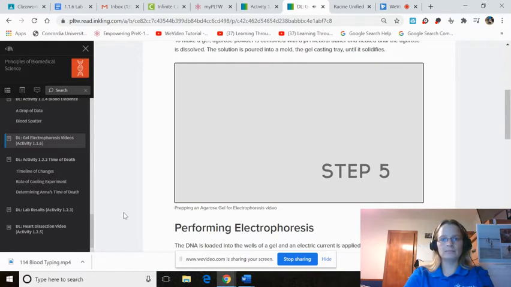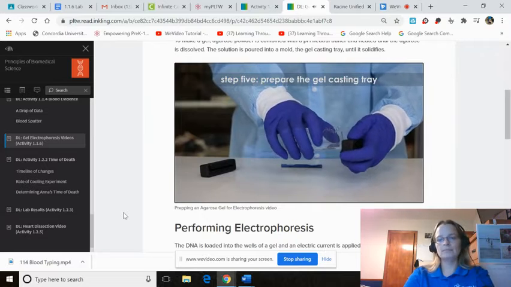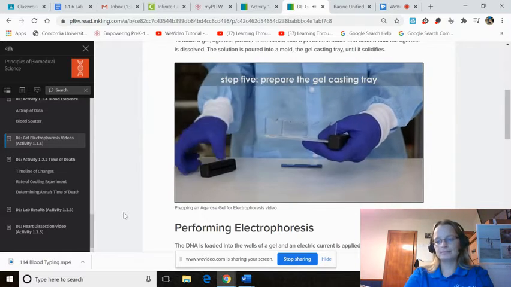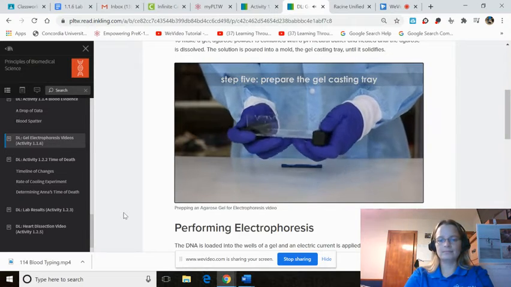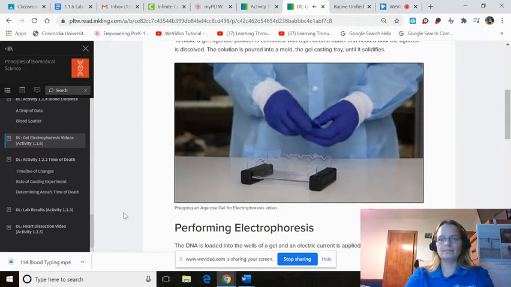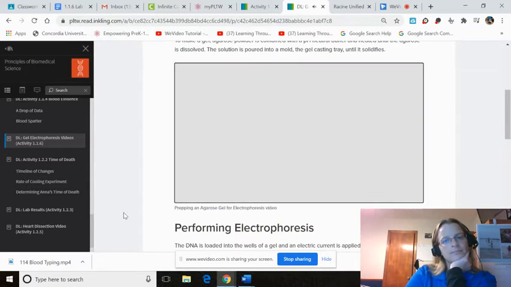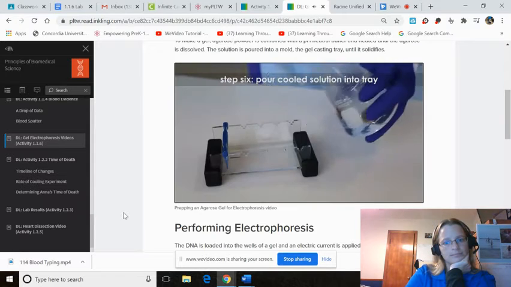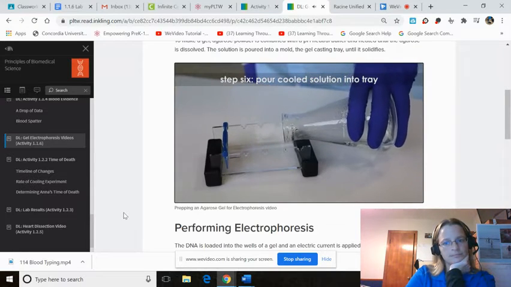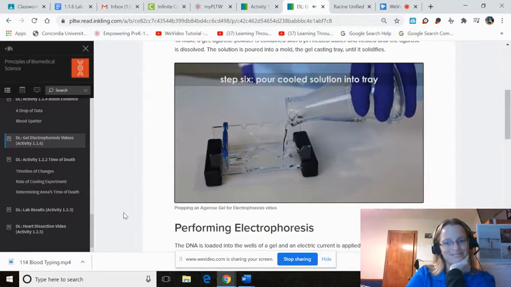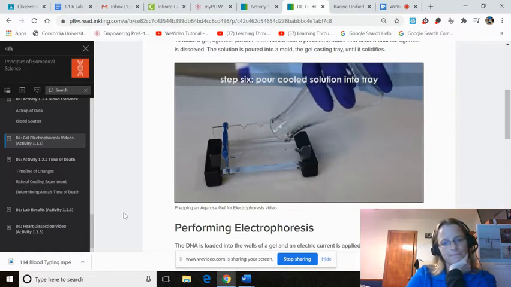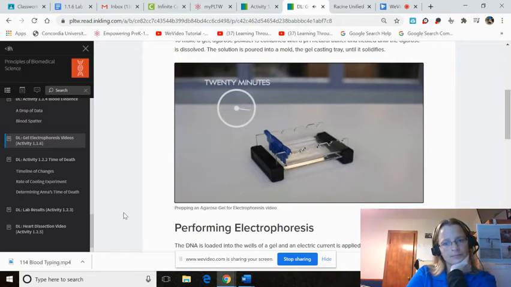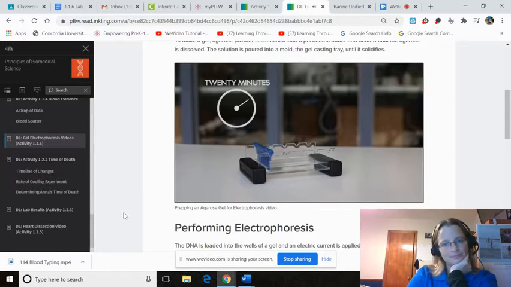Step 5. While the agarose is cooling, seal the ends of the gel casting tray with rubber end caps. Place the gel template on the appropriate edge. Step 6. Pour the cold agarose solution into the prepared gel casting tray. The gel should solidify within 20 minutes. The gel will stiffen and become less transparent as it solidifies.